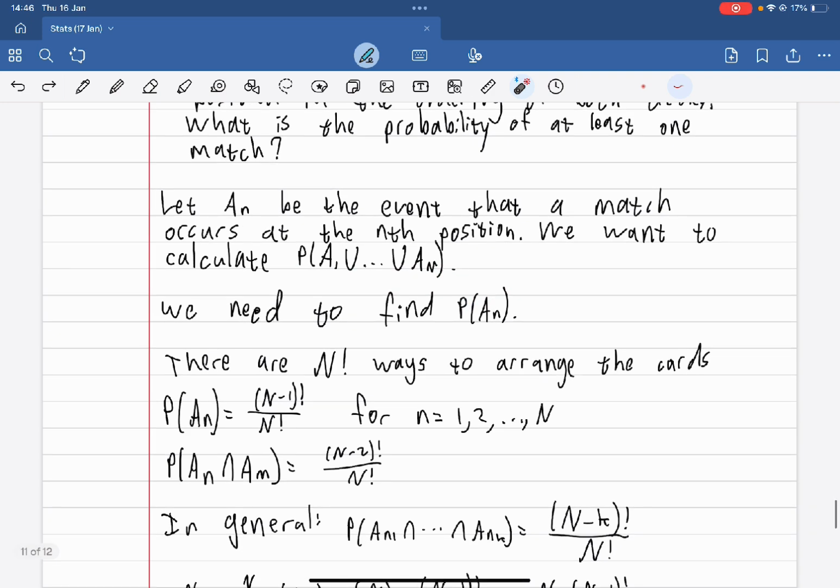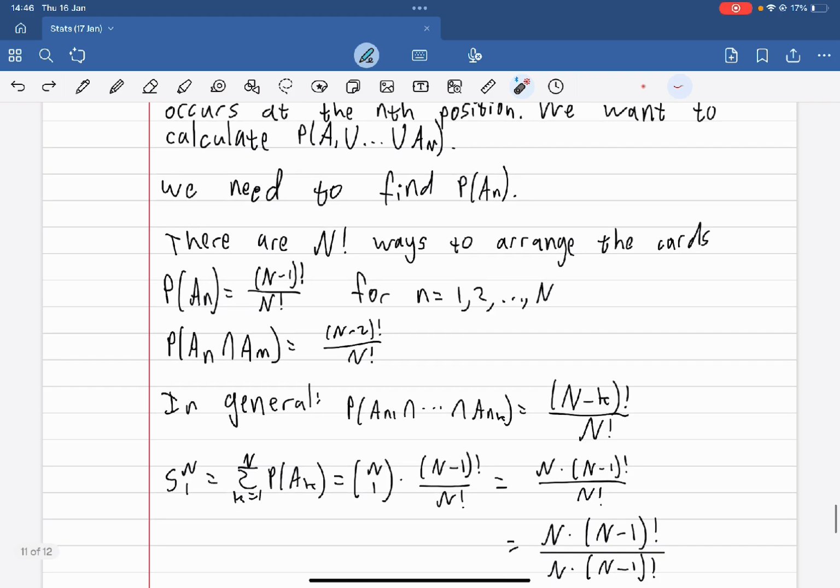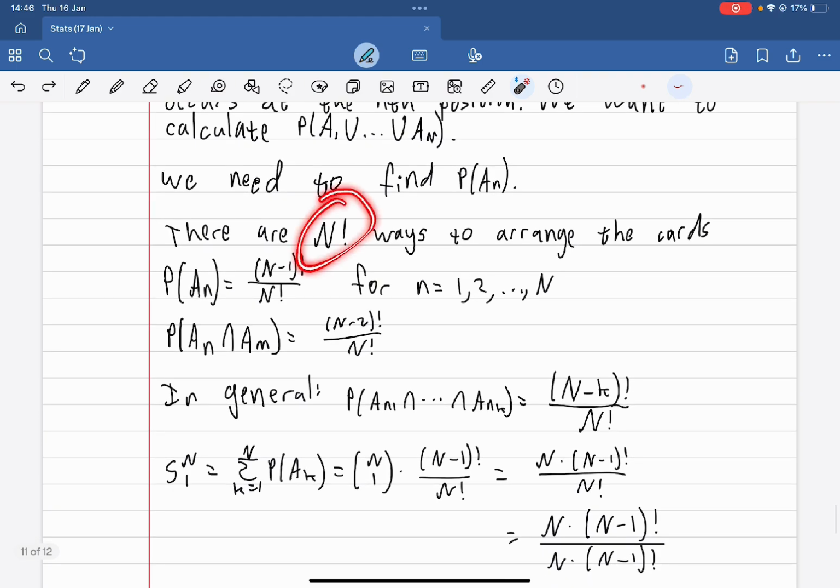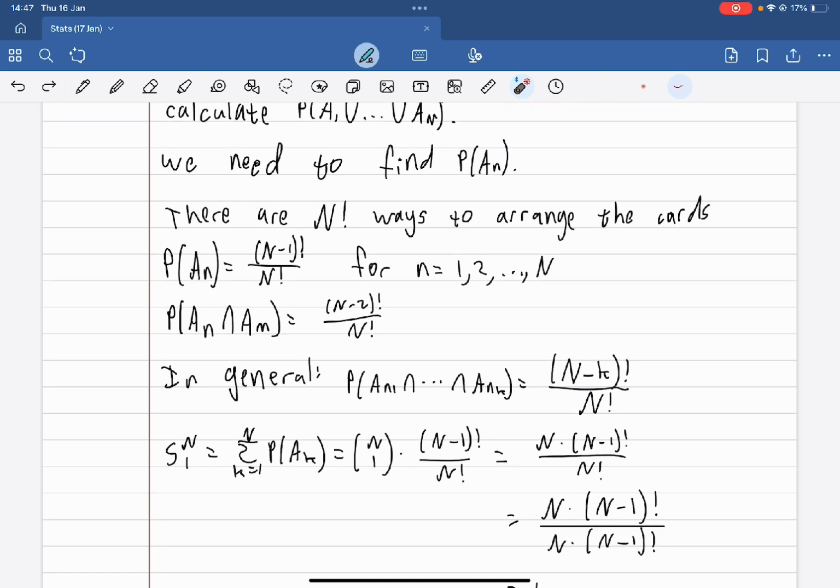So now we need to find the probability of A_n. So we know when we arrange n cards, when we shuffle them, there's n factorial ways to arrange them. But now that we want a match, we have to fix one of the cards in this particular position. So by fixing this card, in our numerator we're going to have 1 fewer possibility because that one's fixed in place now. So we're going to have (n minus 1) factorial over n factorial.